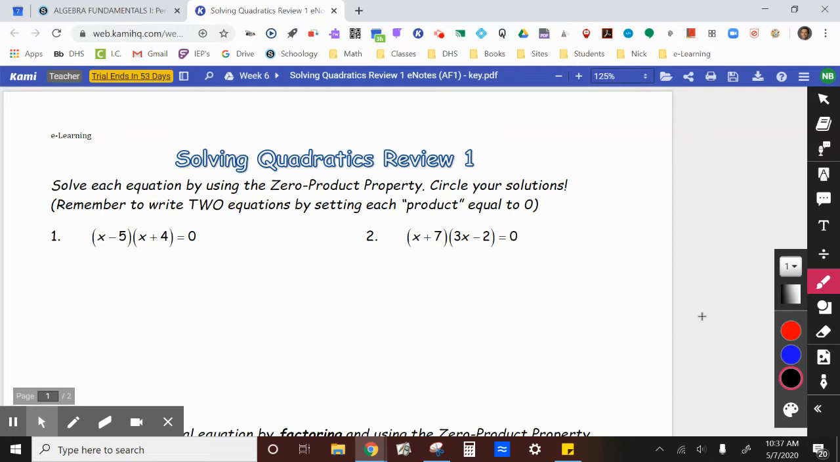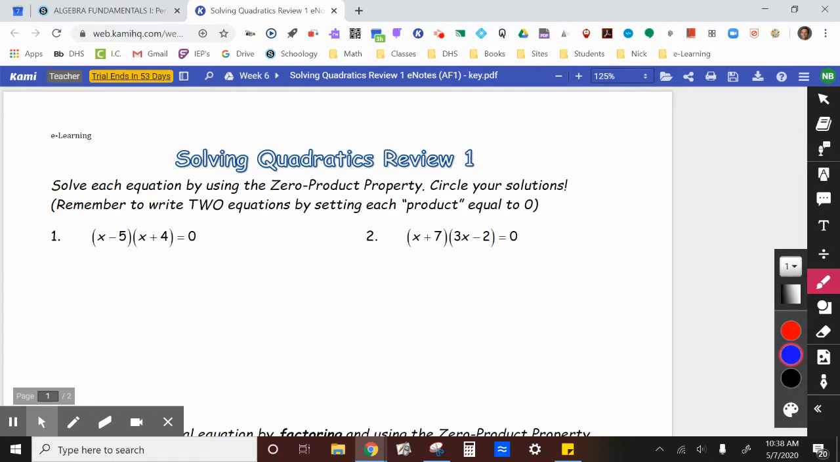For these first two problems, we're going to solve these equations using the zero product property. Be sure to circle your solutions and remember to write out two equations, setting each product equal to 0, and solving both.